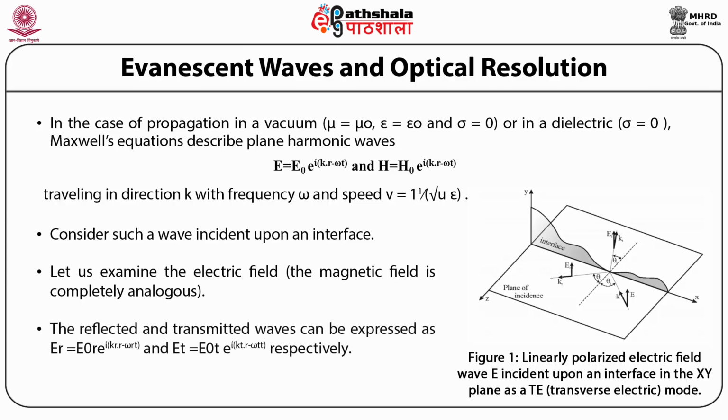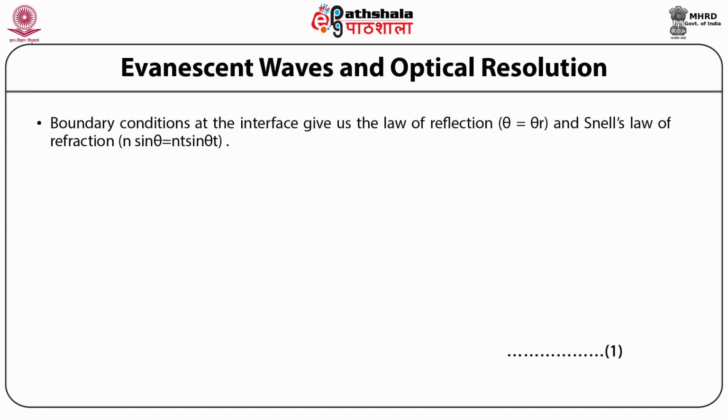The reflected and transmitted waves can be expressed as E_R = E0R e^(i(k_R·r − ω_R t)), and E_T = E0T e^(i(k_T·r − ω_T t)), respectively. The boundary conditions at the interface give us the law of reflection, where theta equals theta r, and Snell's law of refraction, where n sin theta equals n_t sin theta t.